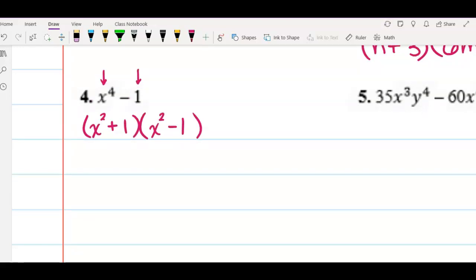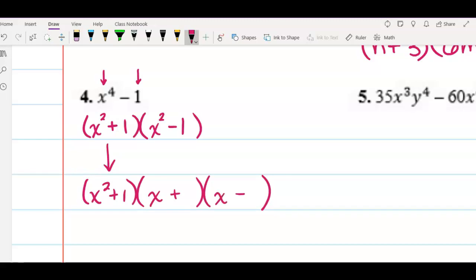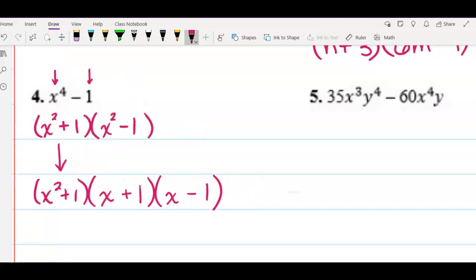But again, we have to check each piece and say, is that factorable? Well, we can't factor a sum of squares, but we can factor a difference of squares. So this falls right down. This follows the same pattern. One's a positive, one's a negative. The square root of x squared is just x. The square root of 1 is just 1. So now I have completely broken it down as far as possible.